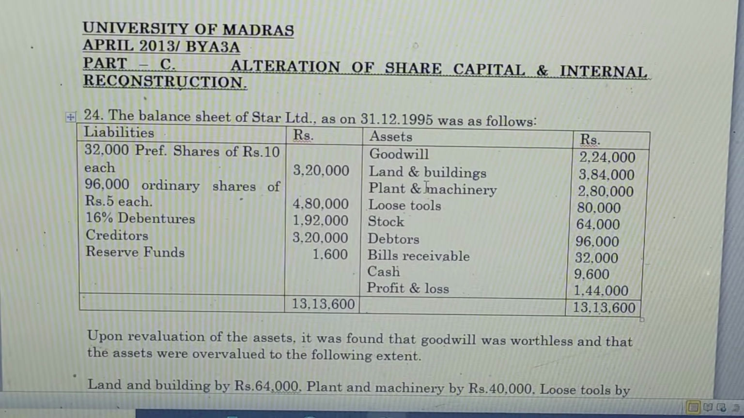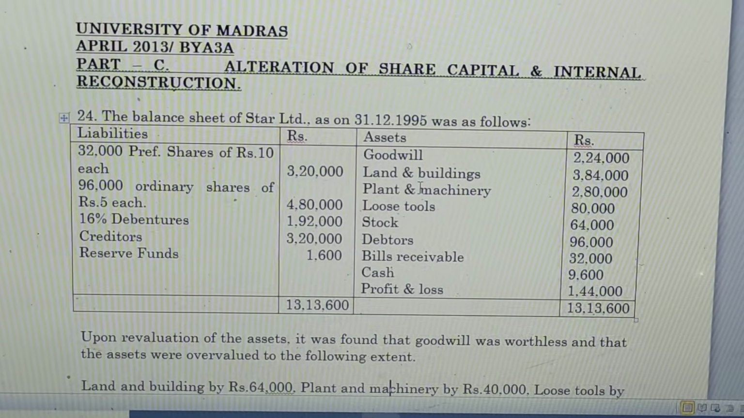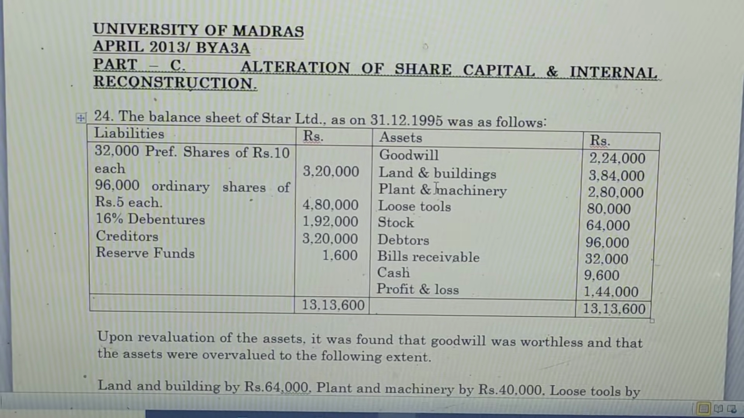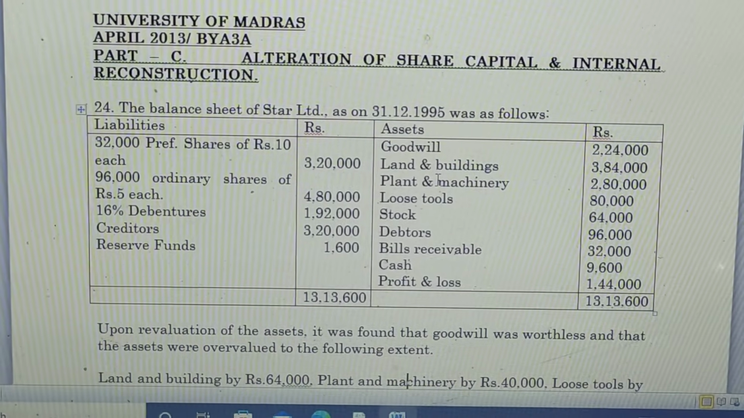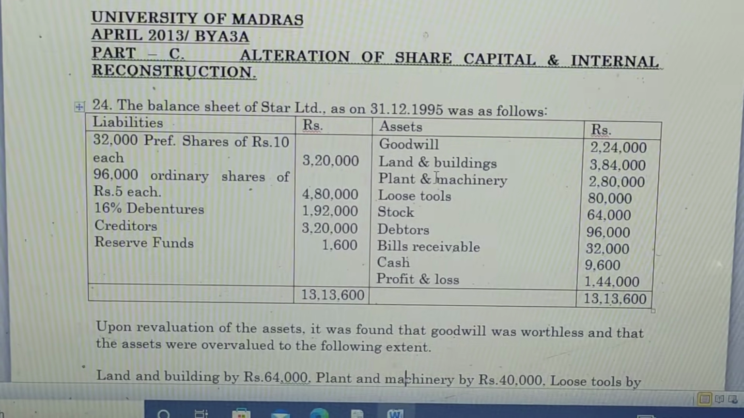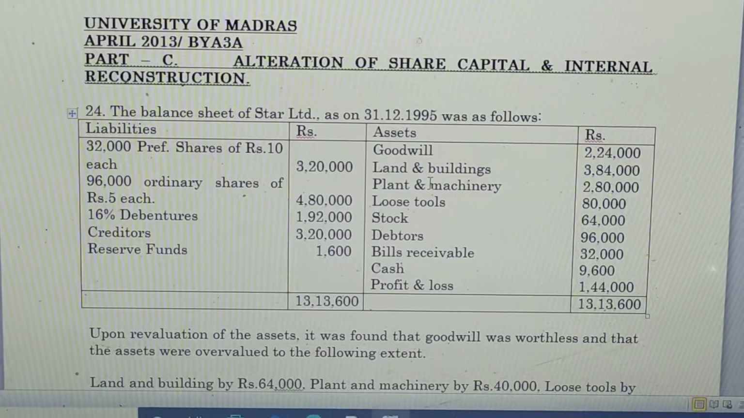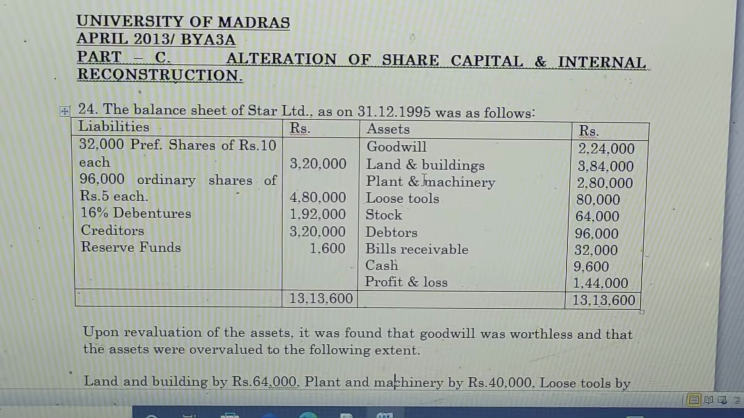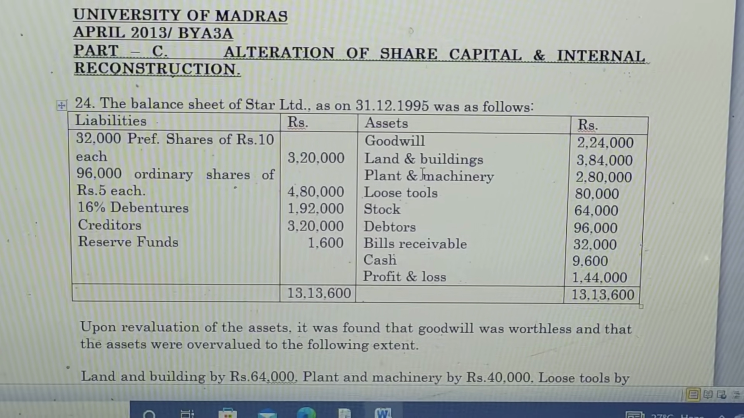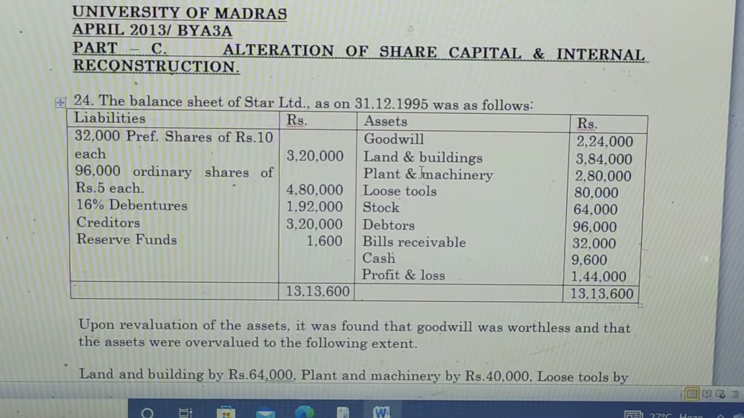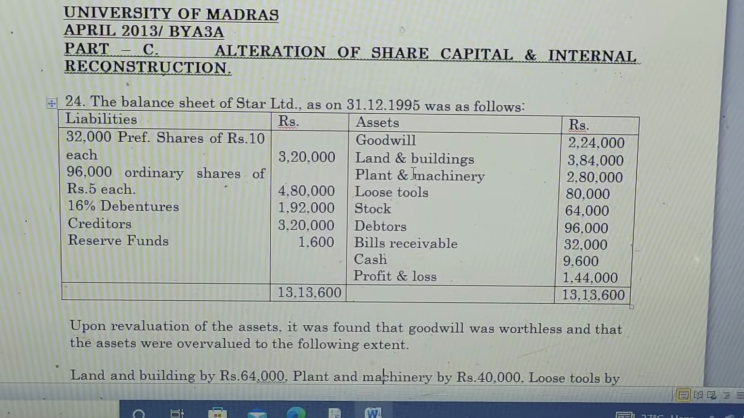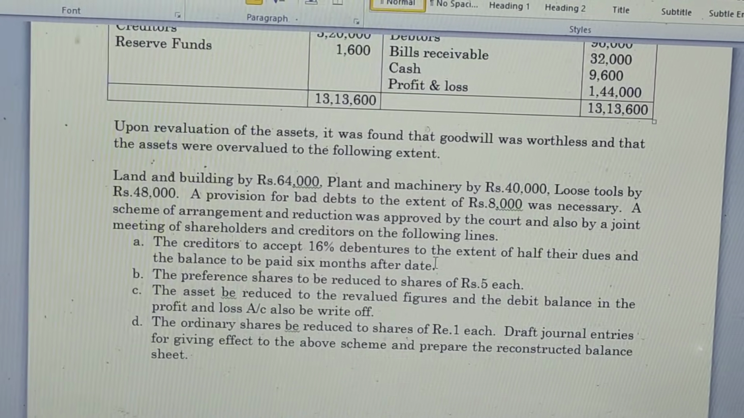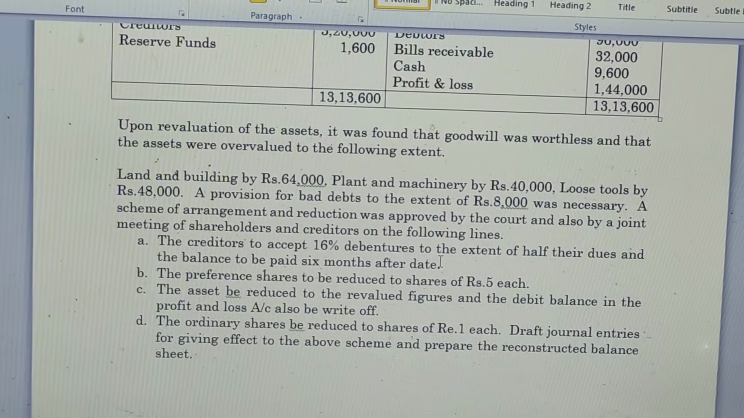The total liabilities are 13,13,600. On the asset side: goodwill 2,24,000, land and buildings 3,84,000, plant and machinery 2,80,000, loose tools rupees 80,000, stock rupees 64,000, debtors 96,000, bills receivable 32,000, cash 9,600, profit and loss account 1,44,000. The total assets are 13,13,600.